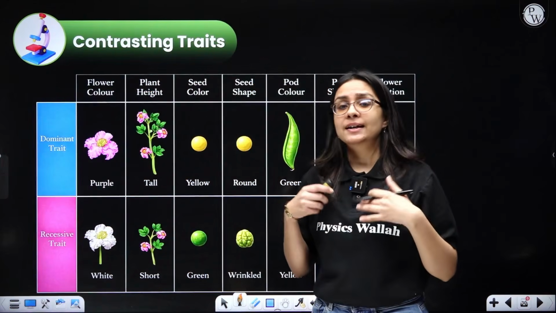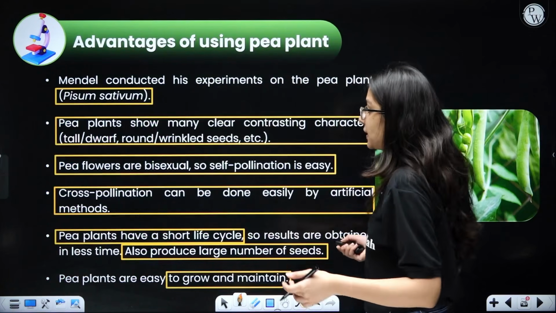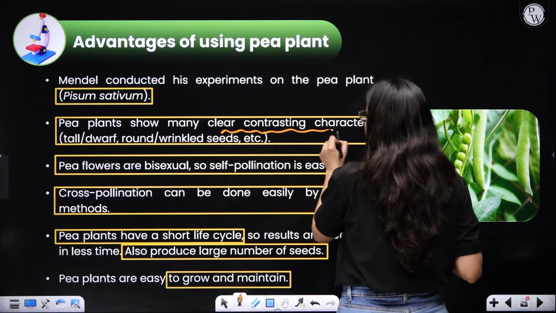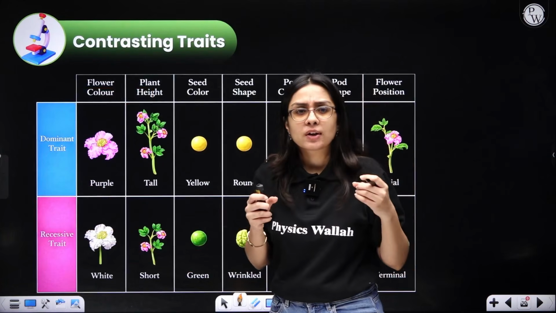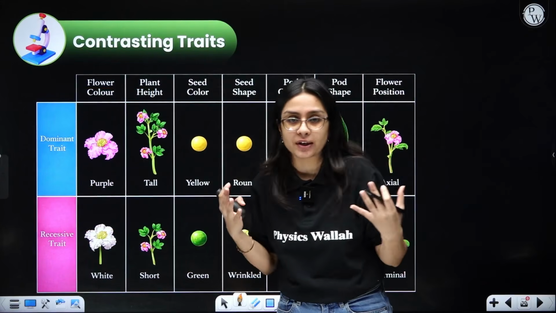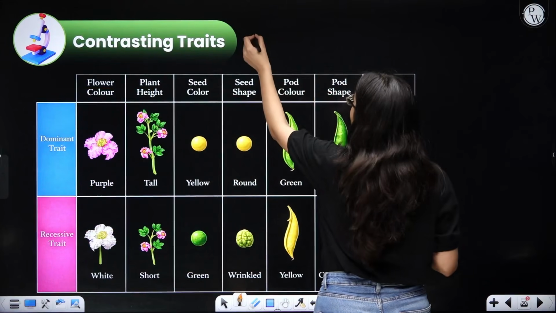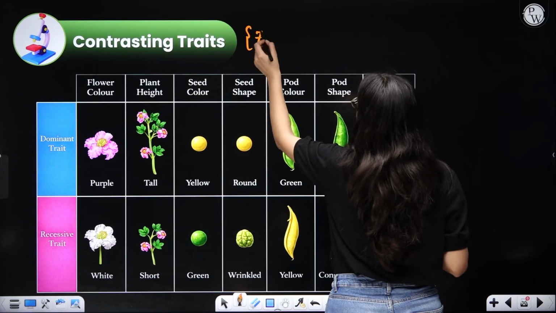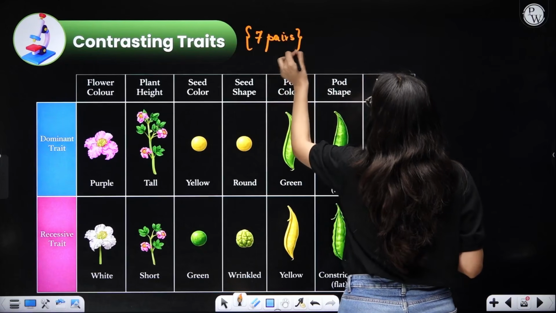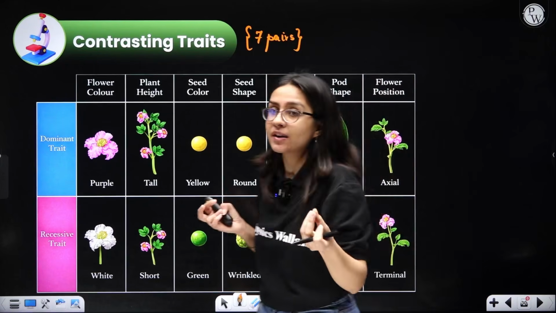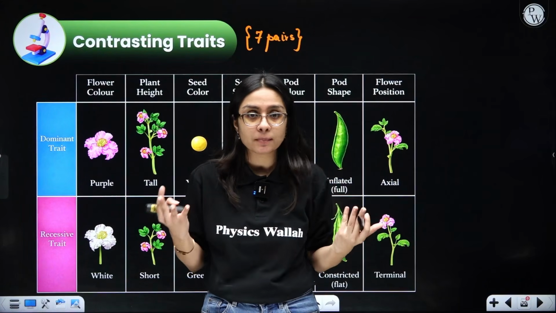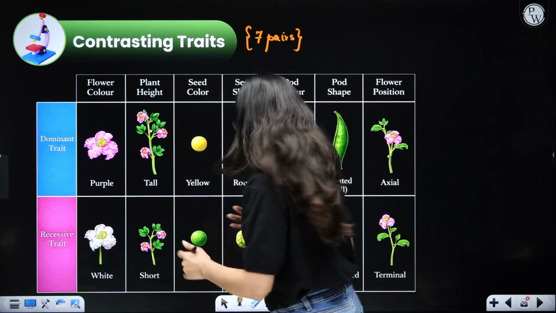Now to understand contrasting traits, this point particularly said that pea plants show many clear contrasting traits. What were they exactly? Contrasting, like I said, simply means that there are two different or opposite traits. So Mendel studied 7 pairs of contrasting traits. Now what does that mean, 7 pairs? When I say a pair, it means that there are 2 items being included. That is what makes it a pair. So Mendel actually studied 7 pairs.